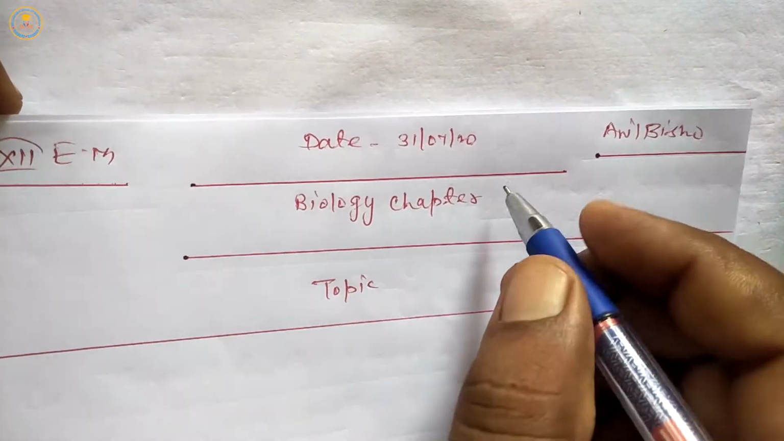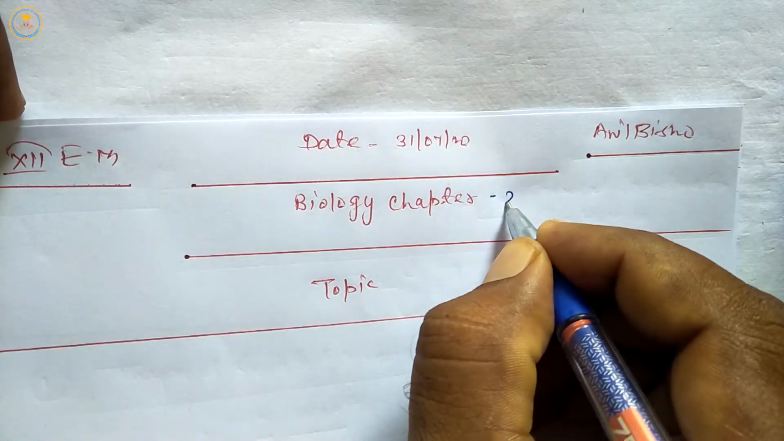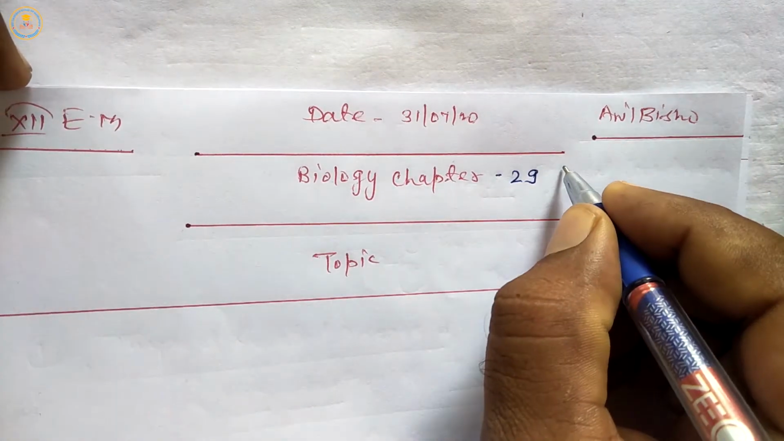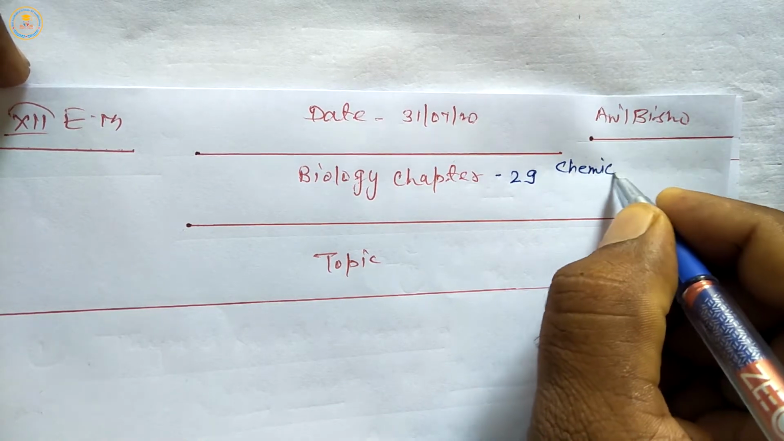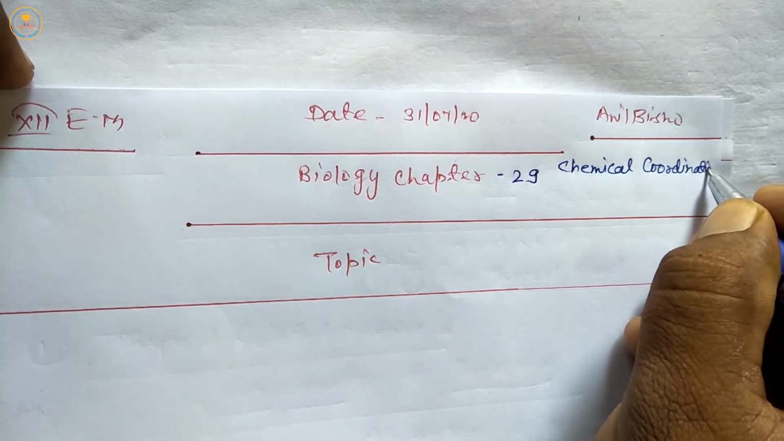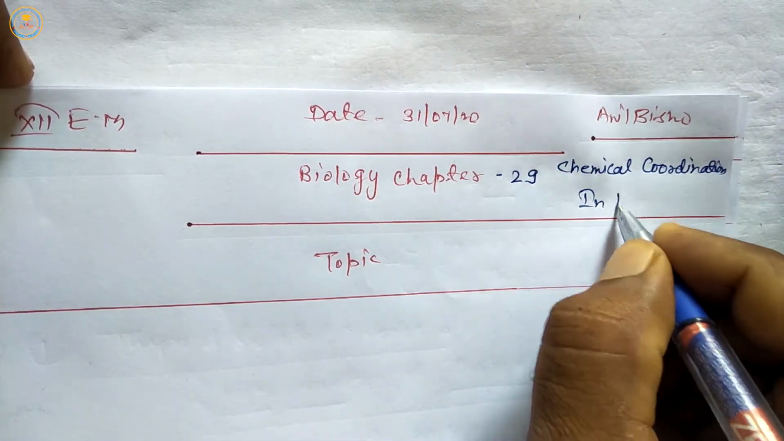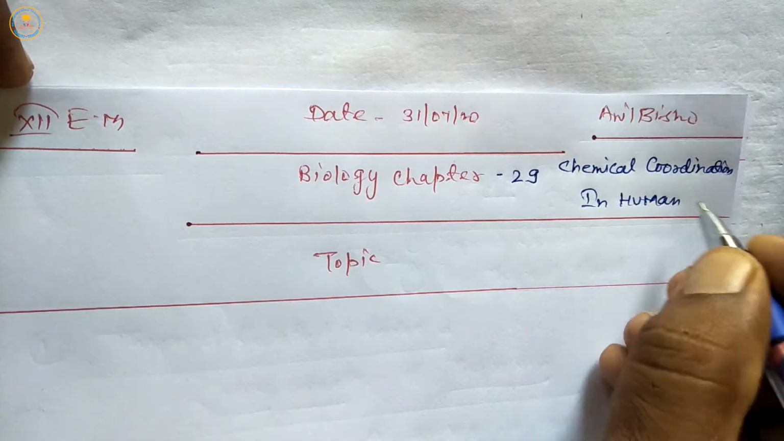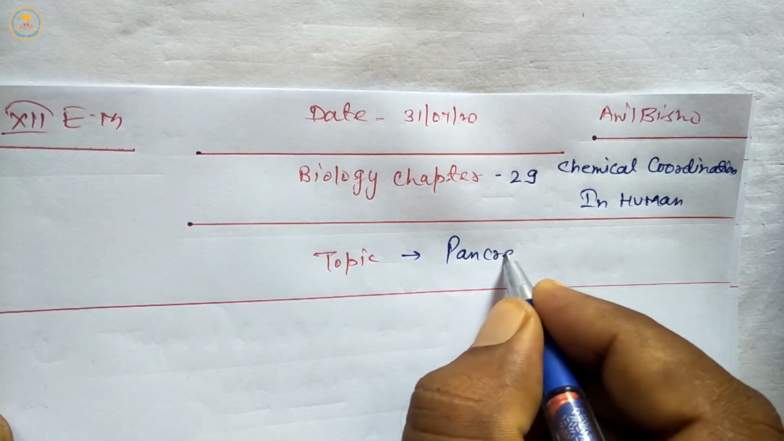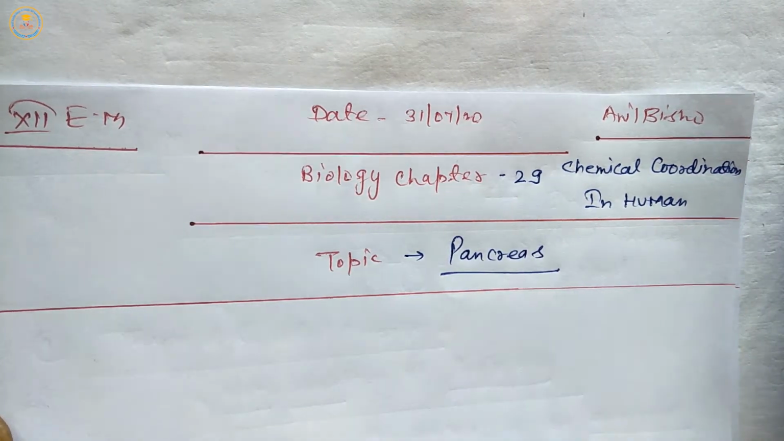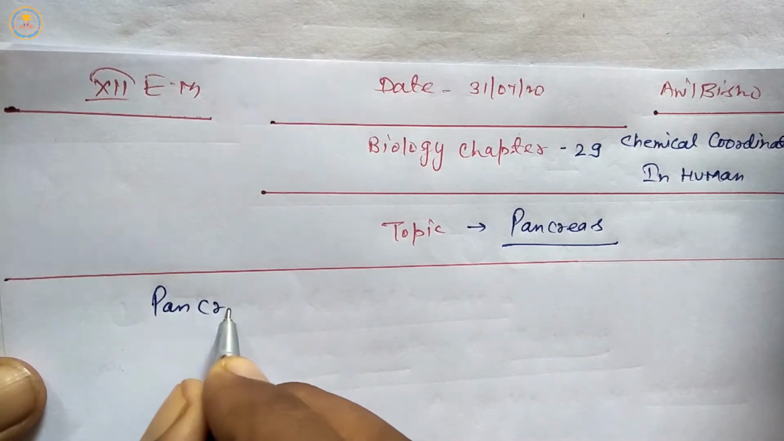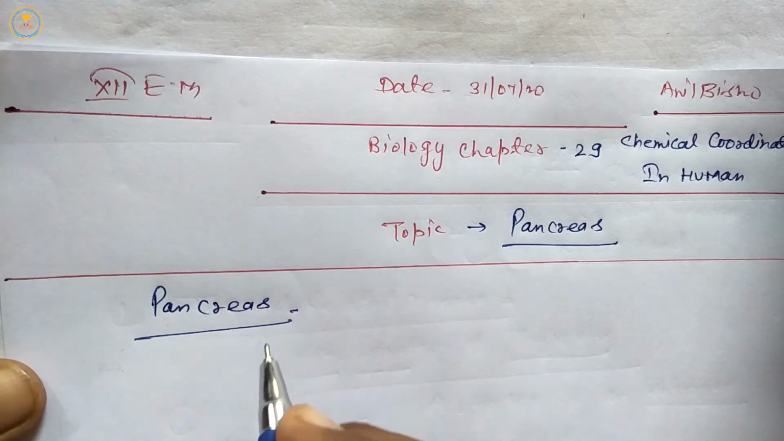Today we are starting again class 12th biology, chapter 29, chemical coordination in human, and today's topic is pancreas, endocrine gland. So the topic is pancreas, endocrine gland.